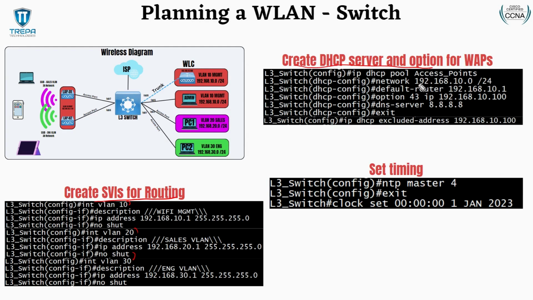What's unique for VLAN 10 is we need to put this option 43 IP address in so that when these access points boot up and they do their DHCP request, they're going to get that option 43, which points them to our wireless LAN controller's IP address. Very important. And then we need to exclude that wireless LAN controller's IP from the pool so it doesn't get allocated out.